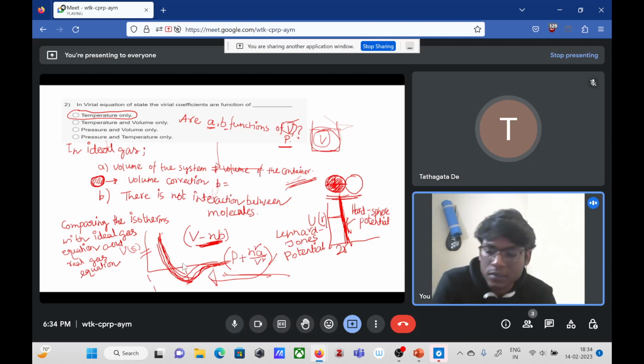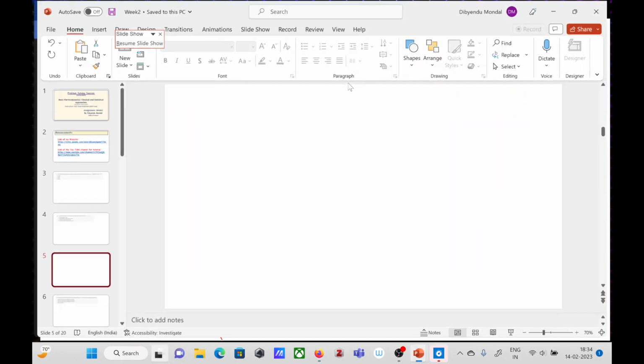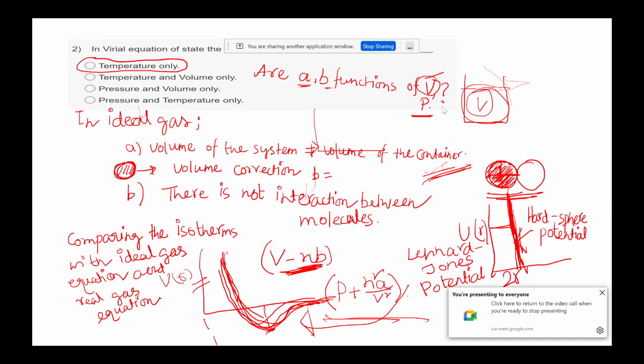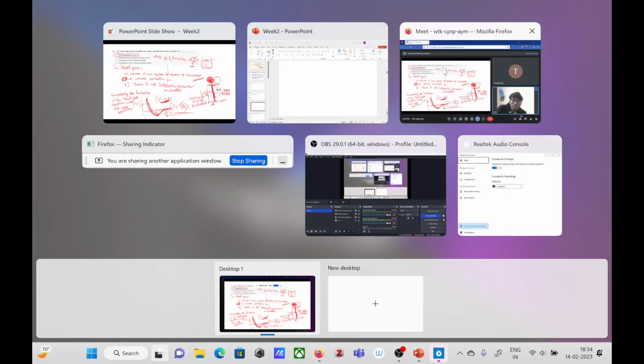Is my cursor visible or not? The page is visible. So in the hard sphere potential, you cannot access this region only. It goes to infinity, but there is no attractive potential. Here there is some attractive potential, and this is long range. Long range means, you know about Coulomb potential, right? This is long range.